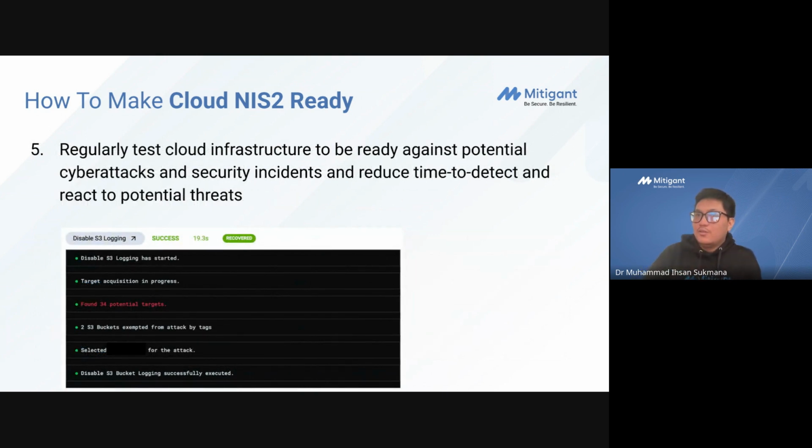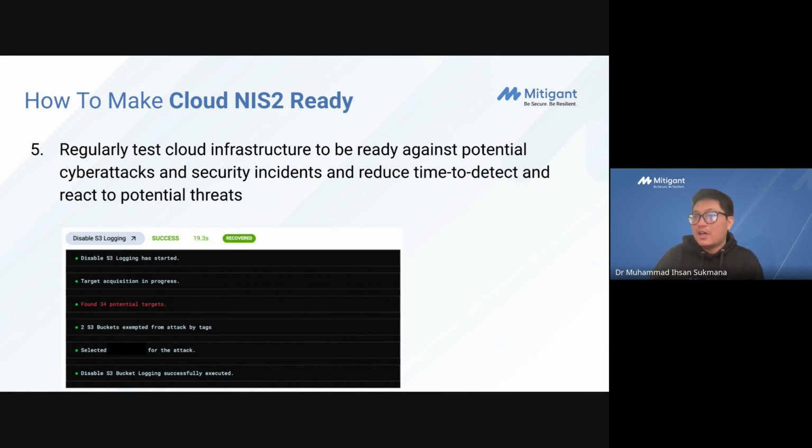And finally, you have to regularly test your cloud infrastructure, right? In this case, you have to make sure that it is ready against potential cyber attacks, and also help reduce the time to detect and react to potential threats. The test could be anything, as I mentioned before. Maybe simple security audits, penetration testing, or simulating or emulating cyber attacks within your cloud infrastructure, to see the current cloud security posture. For example, does it have misconfigurations within the infrastructure, right? Does the team have the necessary knowledge and understanding of how to cope with ransomware attacks?